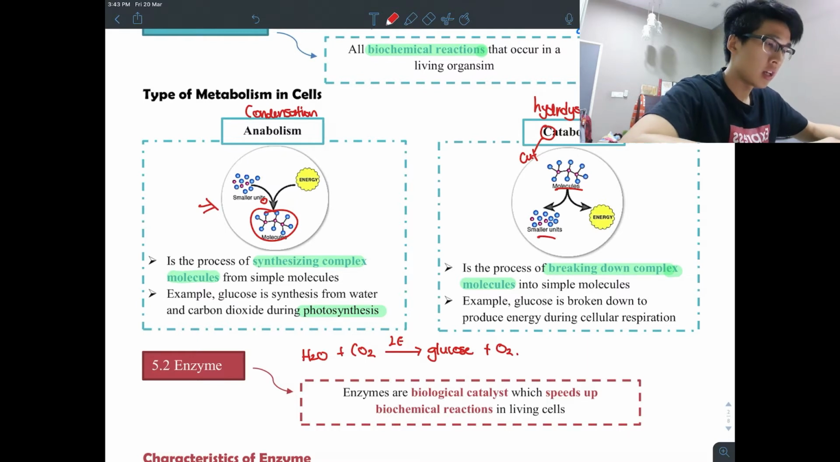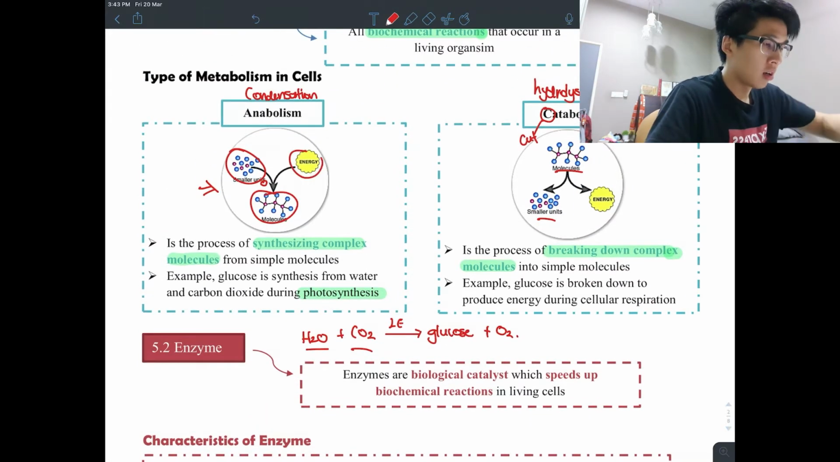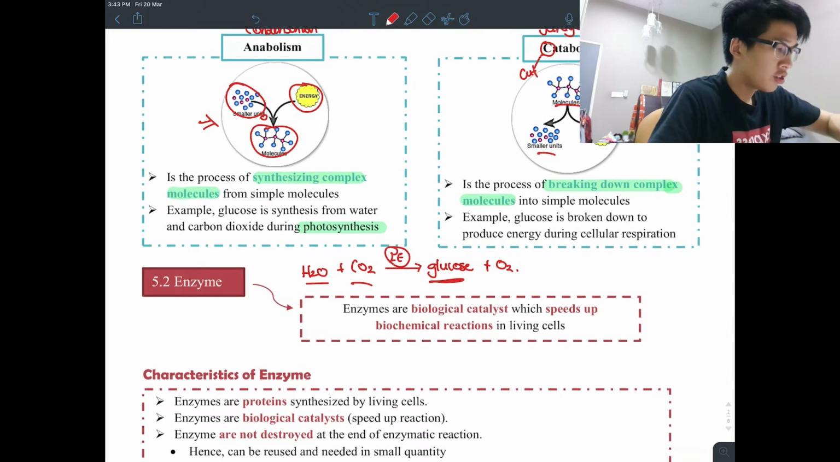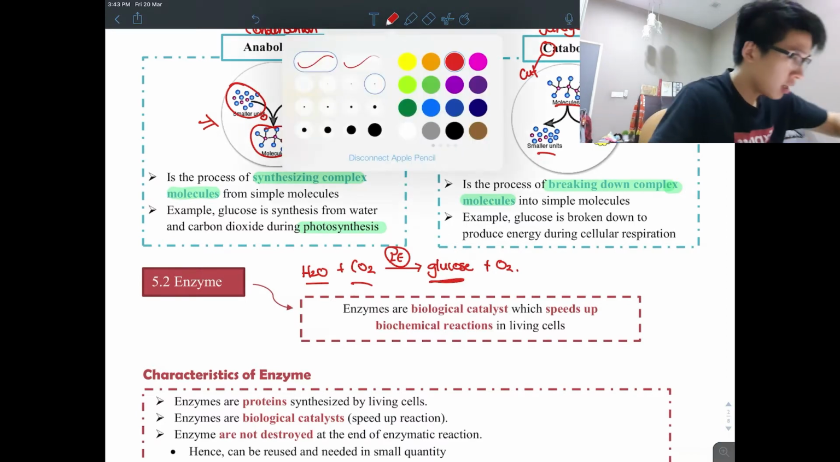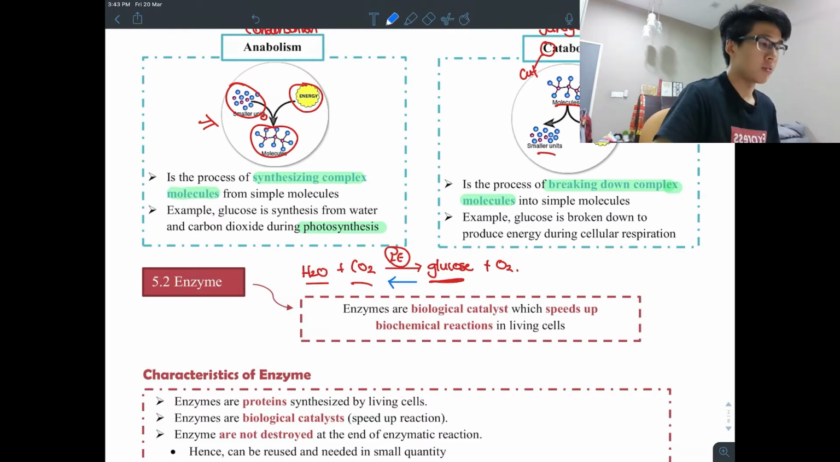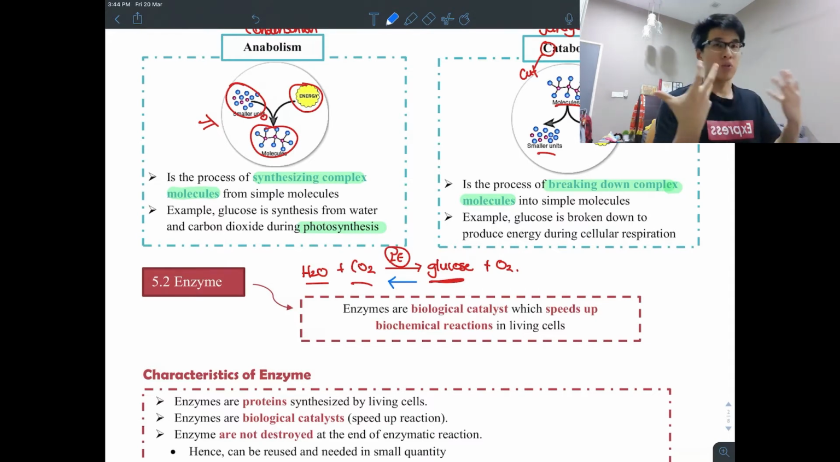If you compare to here, you can see that it's anabolism, whereby I use smaller units, which are water and carbon dioxide, combined with energy, which is light energy, to form a larger molecule, which is glucose. Now if you were to reverse this process, what's that process? Oxygen plus glucose become water, carbon dioxide, and energy. That's what we learned before as respiration, also known as cellular respiration.